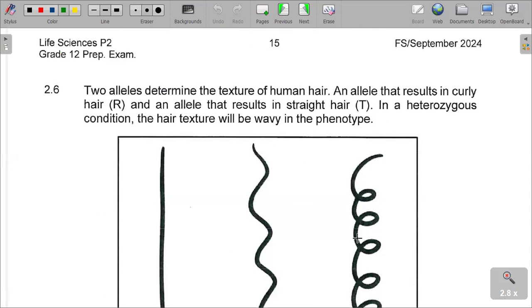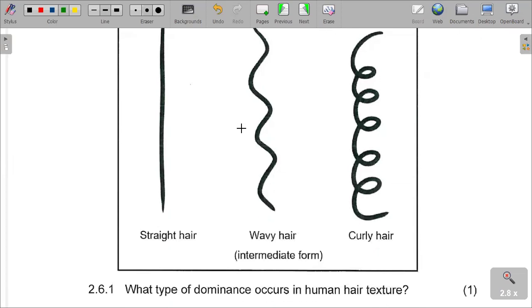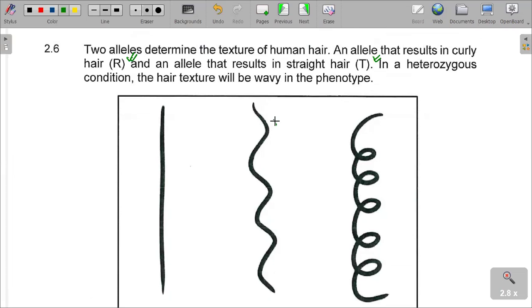We can see, class, the diagrams that are shown. And then quickly, you must understand that the curly hair is represented by dominant R. An allele that results in straight hair is represented by dominant T, as shown in there. So what is happening is that in a heterozygous condition, the hair texture will be wavy in the phenotype. So this is the wavy hair, and this is a heterozygous condition.